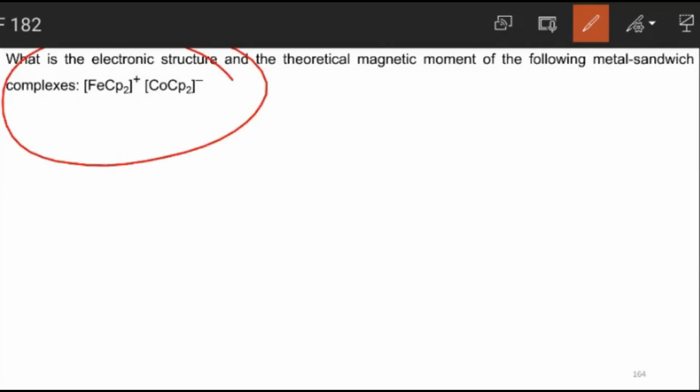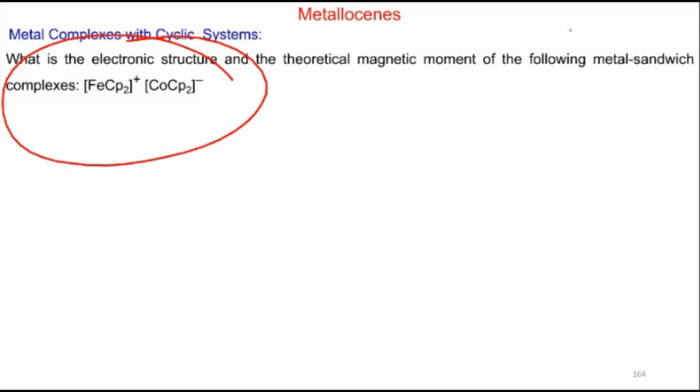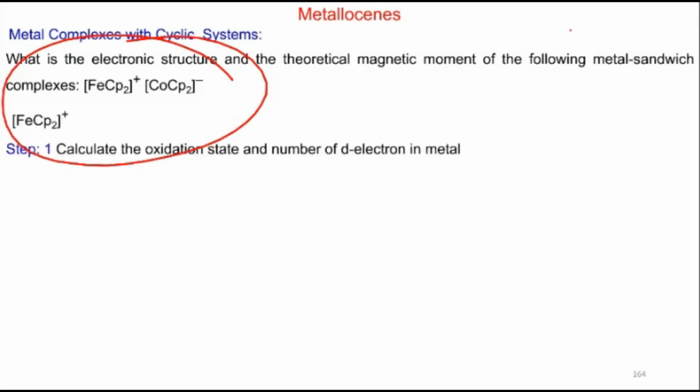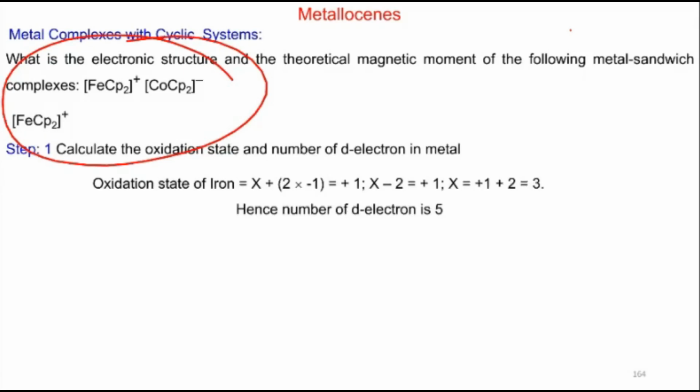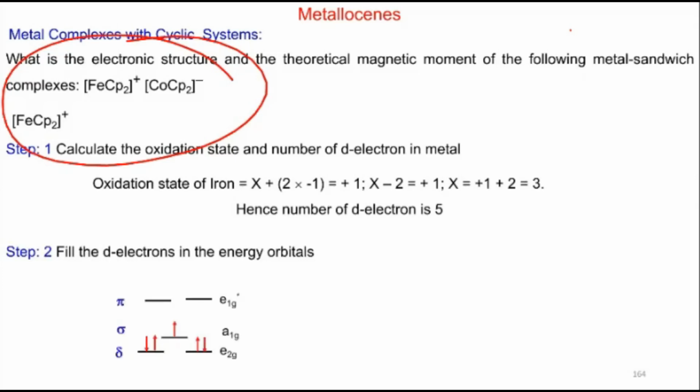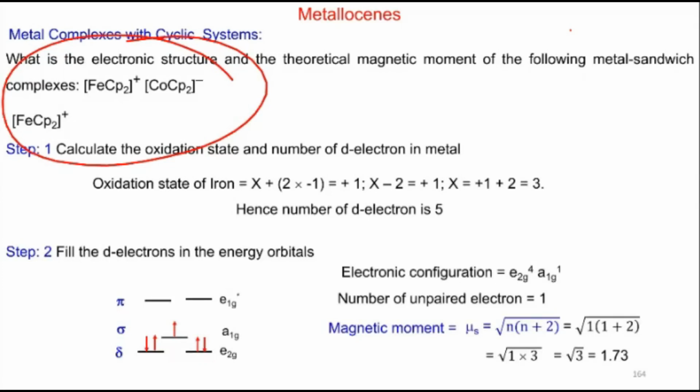Most of your organometallic compounds form low spin complexes, and they are diamagnetic or paramagnetic. But Cp sandwich compounds may or may not have unpaired electrons. So how do we find that? First of all, you have to confirm that this is a sandwich compound. A sandwich compound has two cyclopentadienyl rings and one metal. Next, we have to find the oxidation state of the metal. Here the oxidation state of the iron is +3, therefore a d5 system. The number of d electrons is d5, and fill it in the MO diagram. You can see there is one unpaired electron, therefore the magnetic moment is square root of n into n plus 2, which is 1.73.